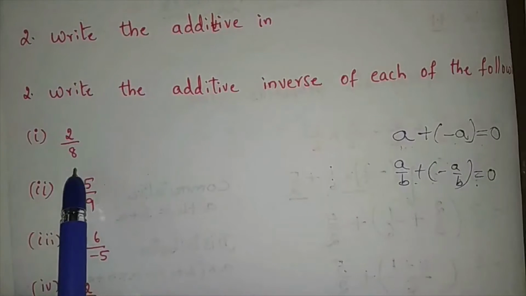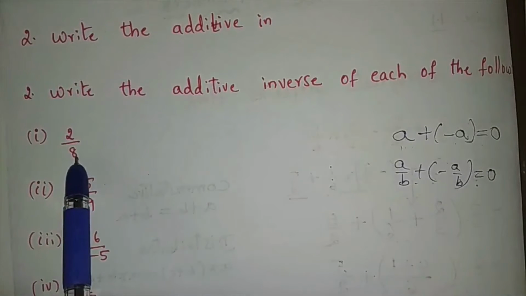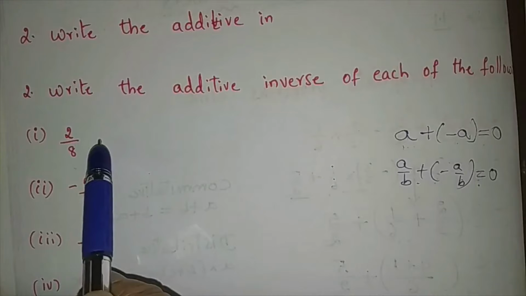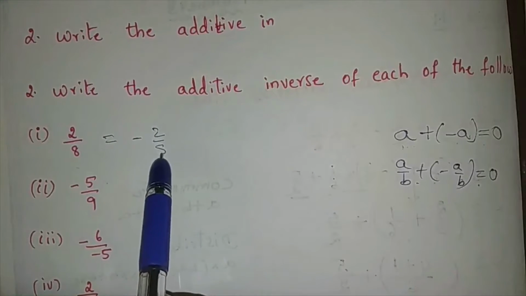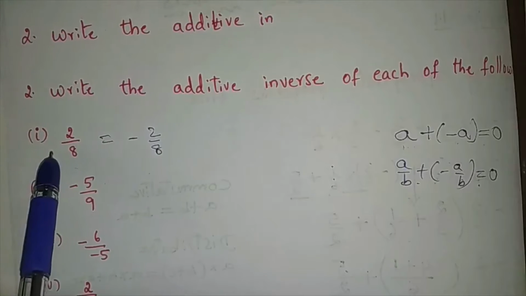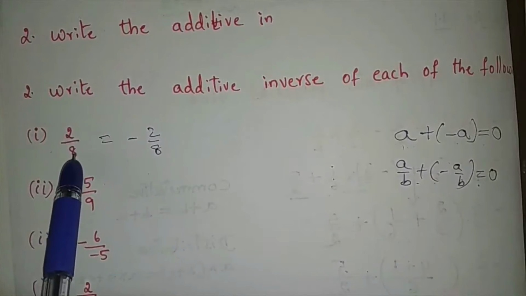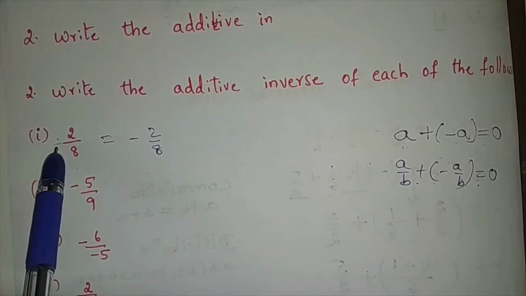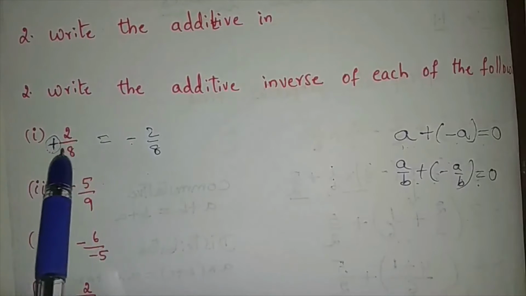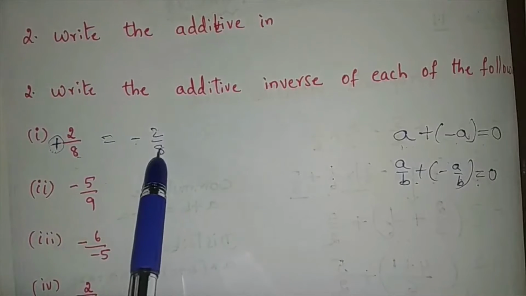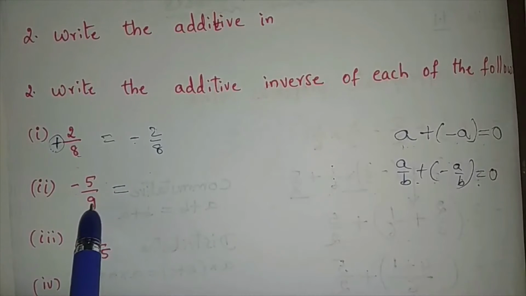This question is very simple. The rational number is 2 by 8 and the additive inverse of 2 by 8 is minus 2 by 8. We have to simply change the sign of the given number. Here the sign of 2 by 8 is plus, so the additive inverse of 2 by 8 is minus 2 by 8. Second bit is minus 5 by 9.